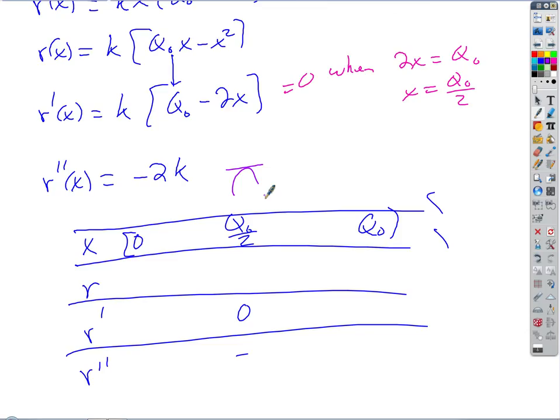So what's the moral of the story? You want maximum reaction rate. You start with how much of your substance being a catalyst? Half. Yeah, it's a real life thing. Real life calculus.